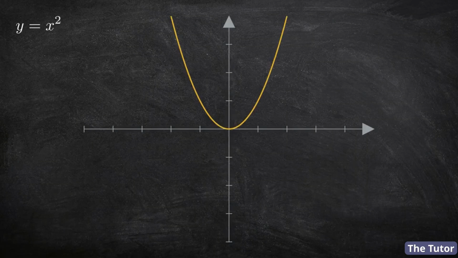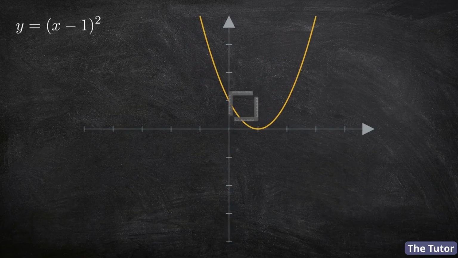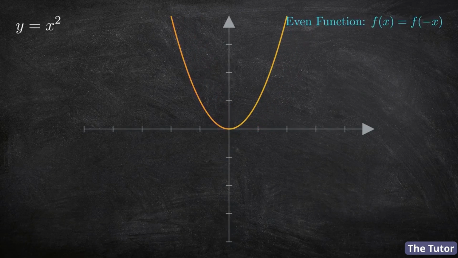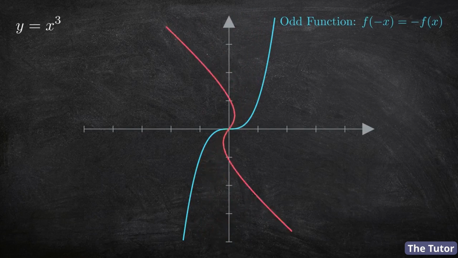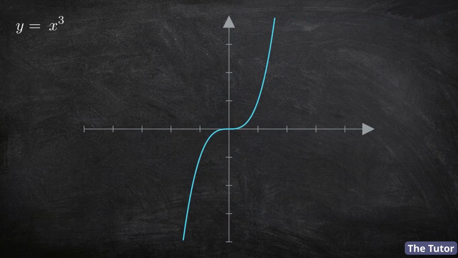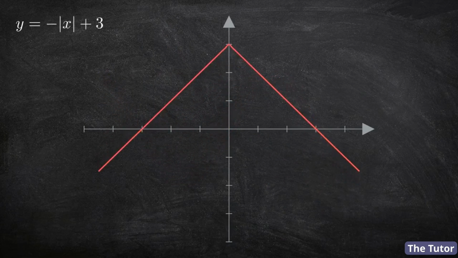Tweak the equation by adding 1, and the entire curve physically elevates. Subtract 1 directly from the x variable, and the graph slides horizontally. Certain formulas create even functions. Fold the plane in half vertically, and both sides of the curve align and overlap perfectly. Odd functions contain different geometry, featuring rotational symmetry across the origin. Make the function negative, and the curve flips upside down, rendering a mirrored reflection below the horizontal line. By editing these formulas, we shift positions and reflect paths to match any geometric pattern.